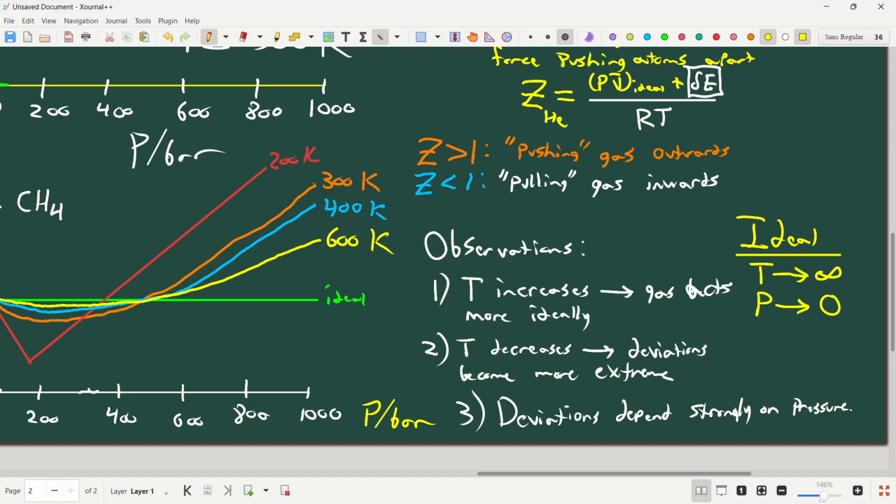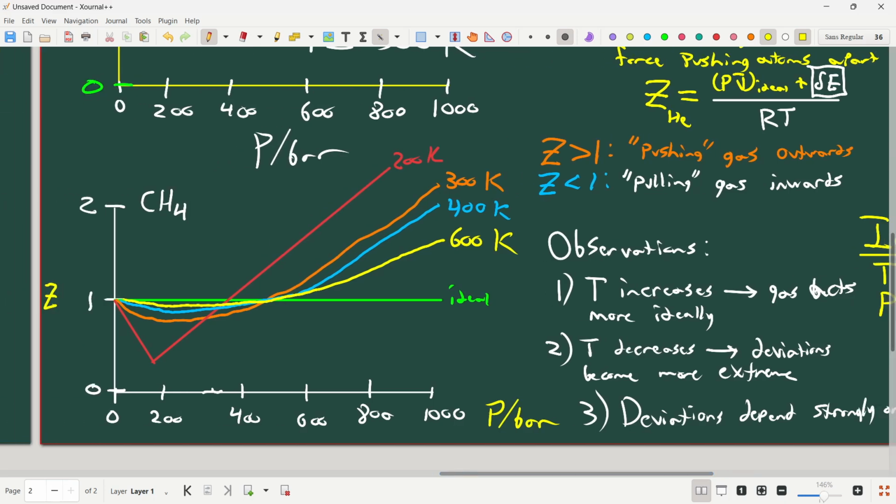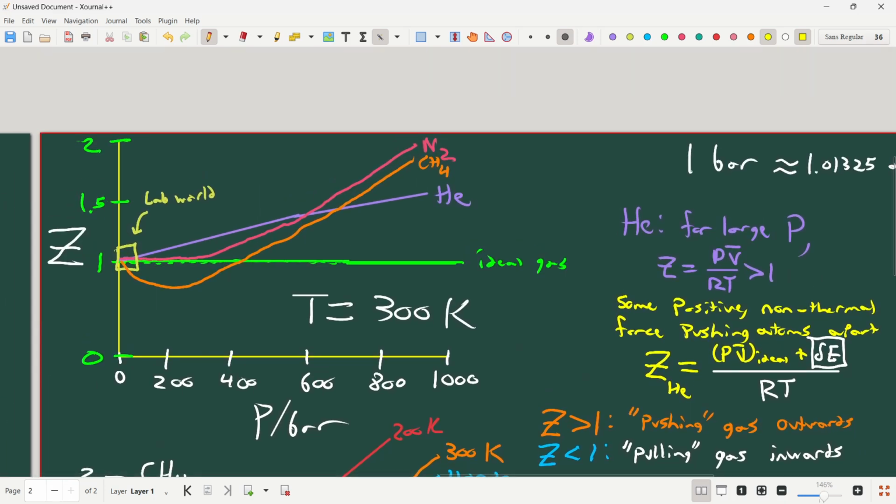What I want to do today is to identify where this is coming from. What is causing these deviations? They're clearly in some ways dependent on the material. Not only are they dependent on the pressure and the temperature, but they're obviously dependent on the material. Methane clearly has more dramatic deviations than the other two. What I want to say is that the sources of these deviations are exactly the same. They all share the same mechanism in common.